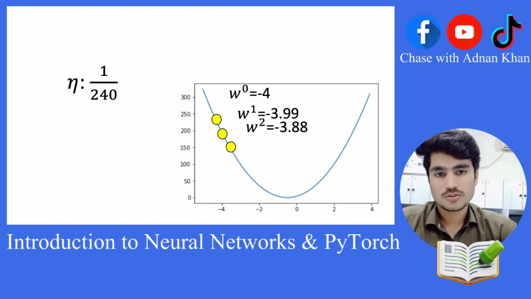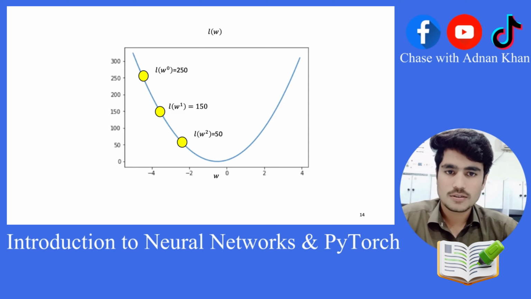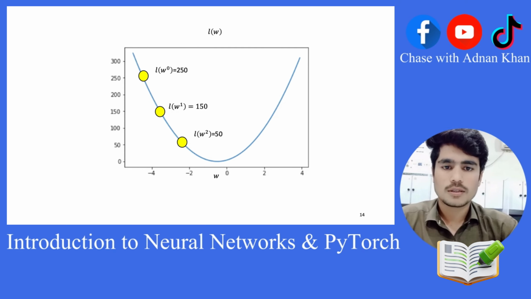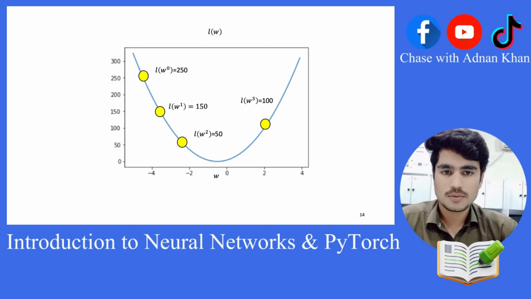There are several ways to stop the process of gradient descent. Let's go over a few popular ways when to stop gradient descent. We can run gradient descent for a set number of iterations is a popular way. In this case, we run it for 3 iterations, but for the final iteration, we miss the minimum.